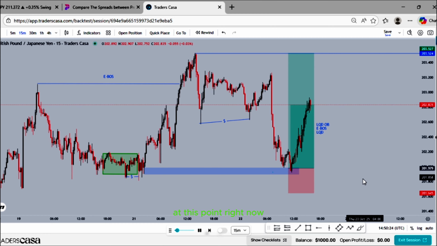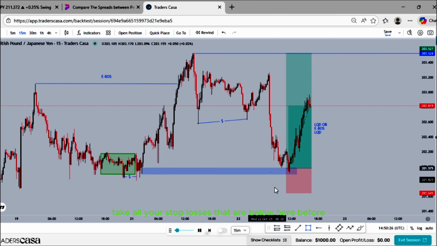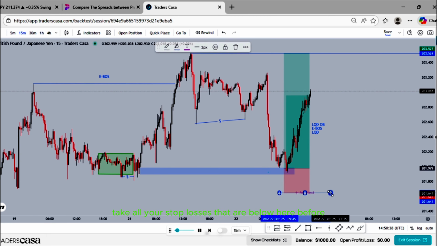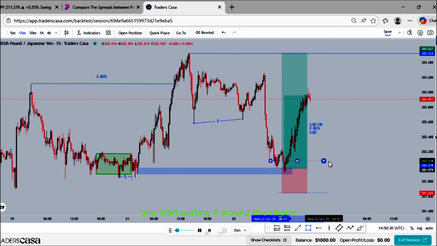At this point right now, you should be able to break even. Take all your stop losses that are below here before and start putting it around this region.